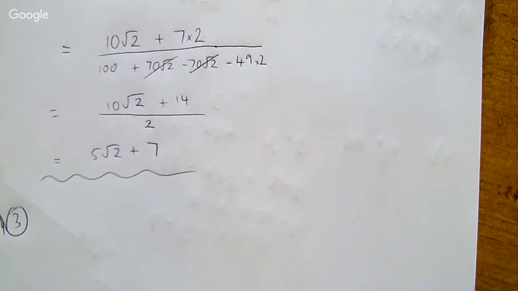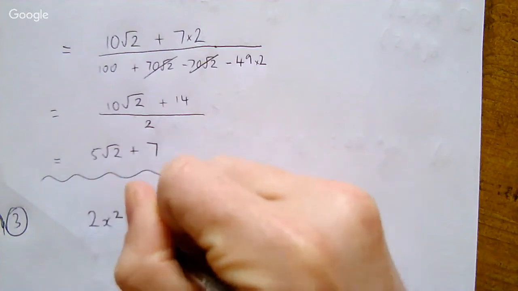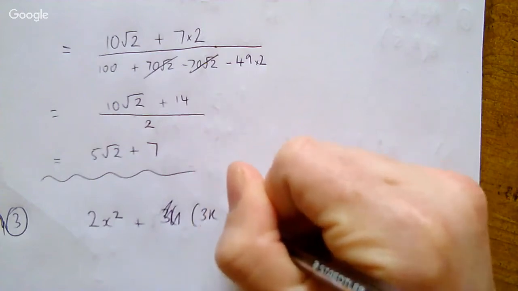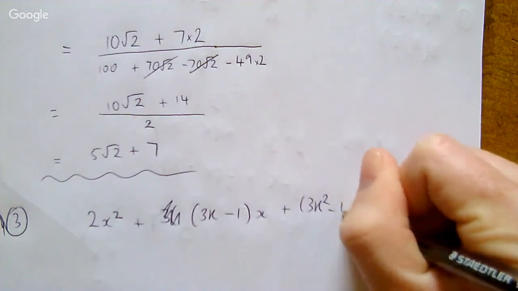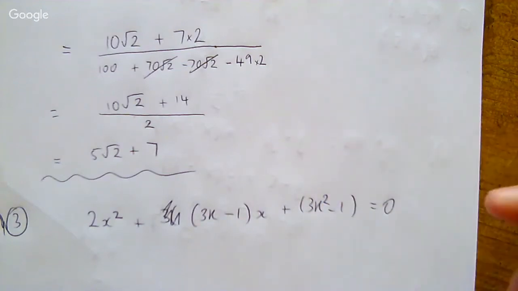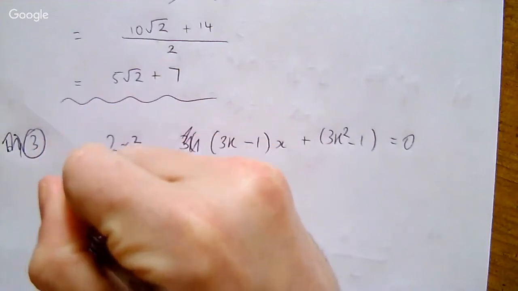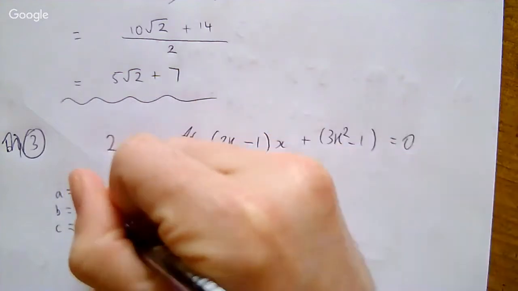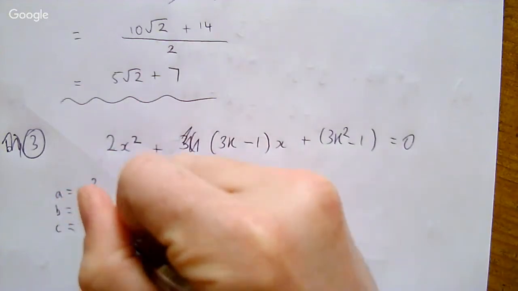Okay, number 3. So it says, given that the quadratic equation 2x squared plus 3k minus 1 x, plus 3k squared minus 1 equals 0, has 2 distinct real roots. So this is telling me all about the discriminant. The best way to answer this is to identify what a, b, and c are straight away. So a is equal to 2, b is equal to 3k minus 1, and c is equal to 3k squared minus 1.